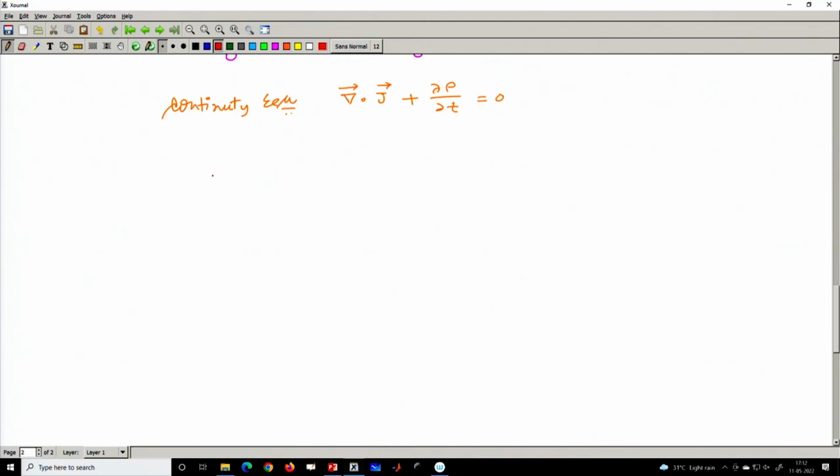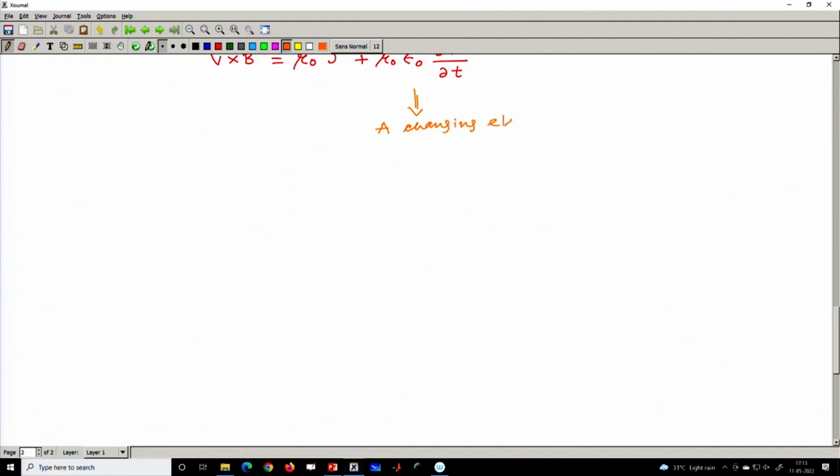So, finally, we have the equation that curl of B is mu 0 vector J plus mu 0 epsilon 0 del E vector del T, and basically this term is saying that a changing electric field induces a magnetic field.